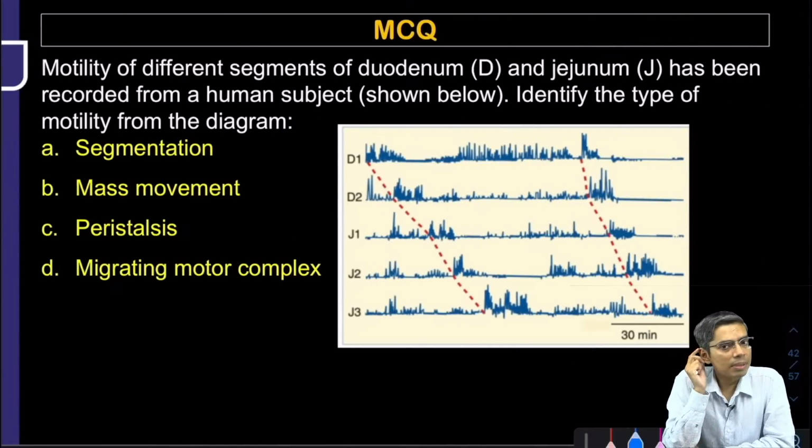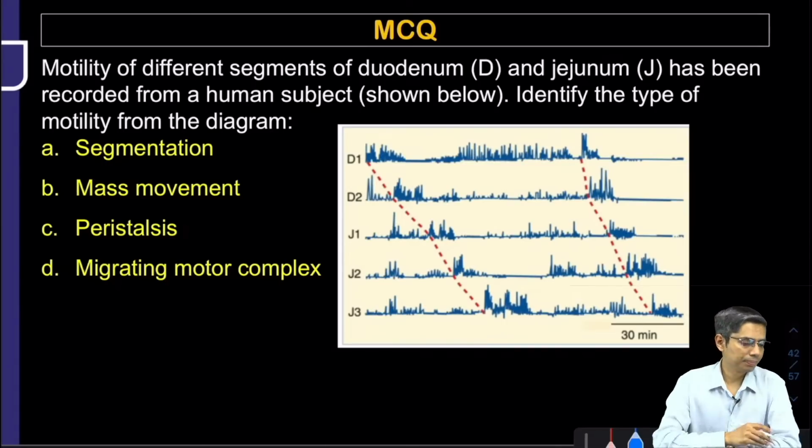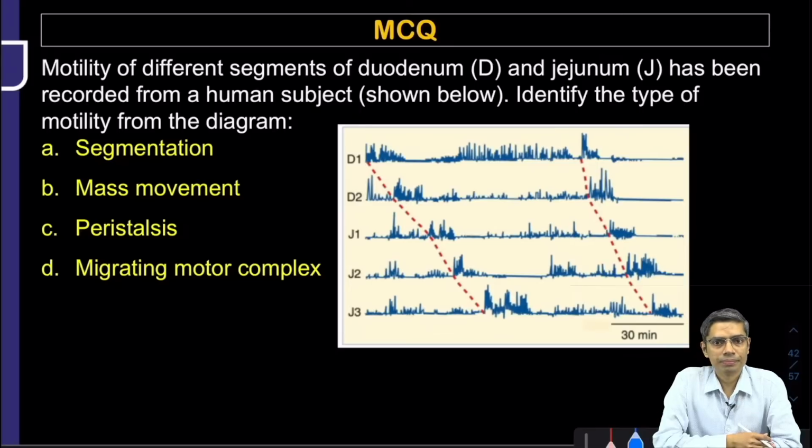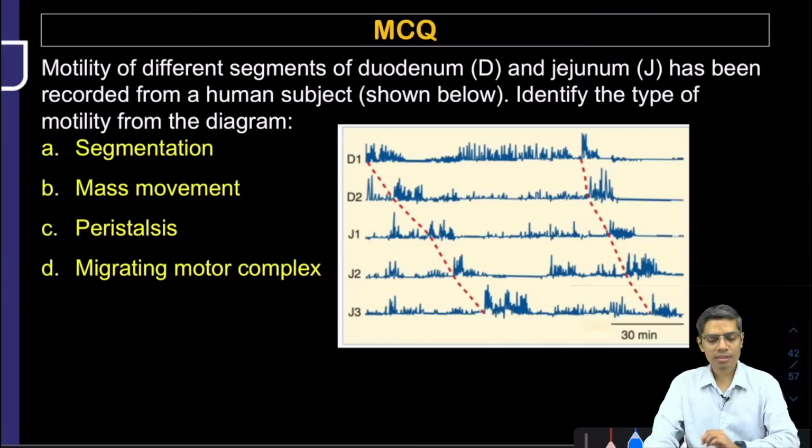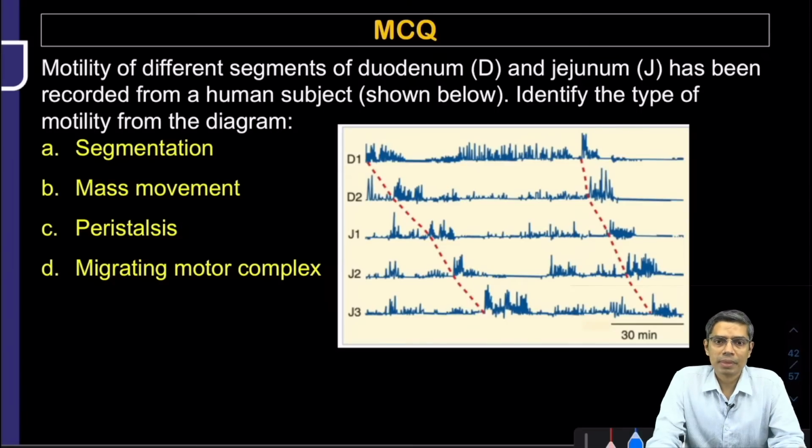Now, the next question is coming in front of you. This is a question related to the GIT, okay. Look at this diagram, a new question, and try to identify the motility. Motility of different segments of the duodenum and jejunum has been recorded from a human subject. Identify the type of motility from this curve. This is a new question, but any time the question can be asked, okay.